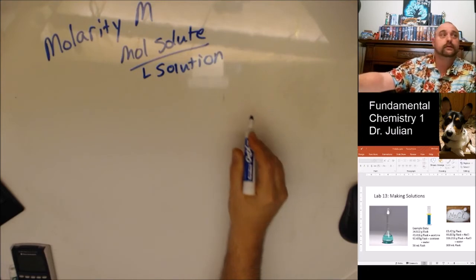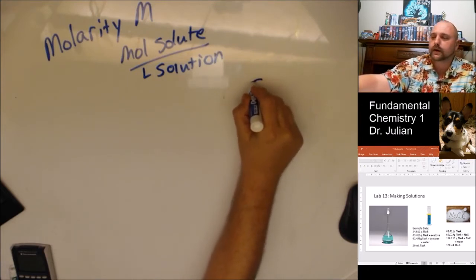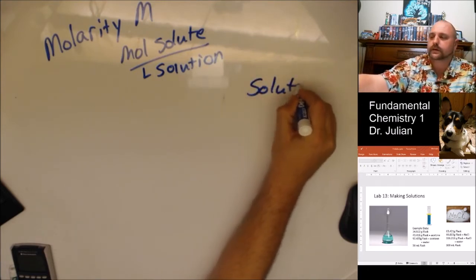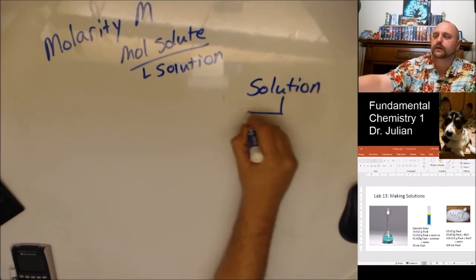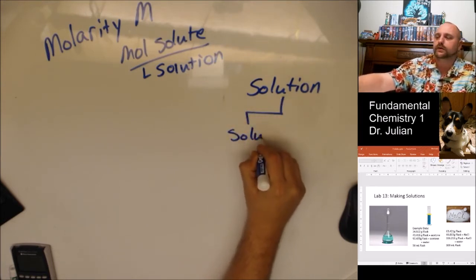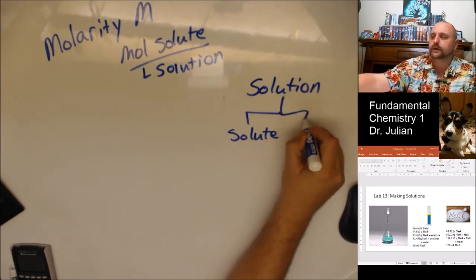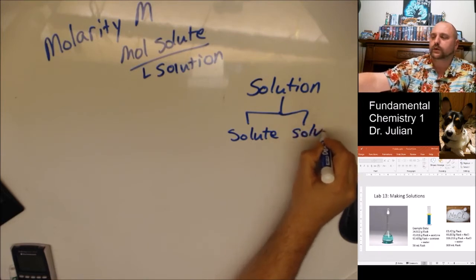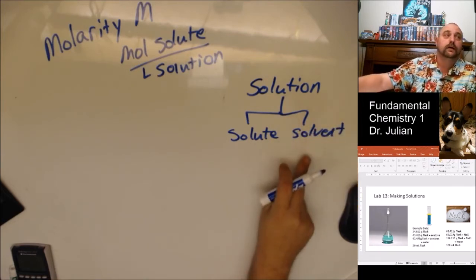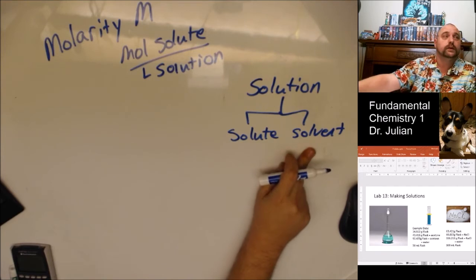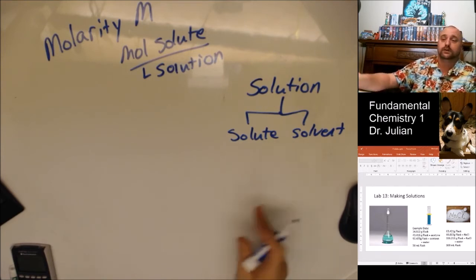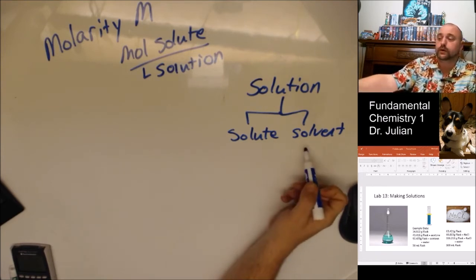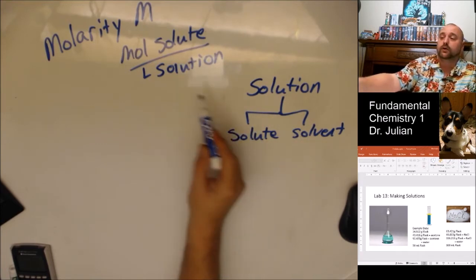Now, I've already jumped ahead here. So a solution has two parts. It has the solute, what's being dissolved, and the solvent, what's doing the dissolving. All right. Now the solvent will be the one that's in greater amounts. Whichever one's in more, you have more of. All right. Now you have to be careful.